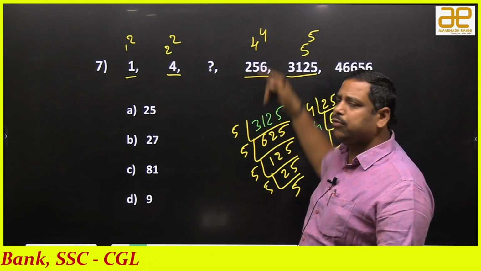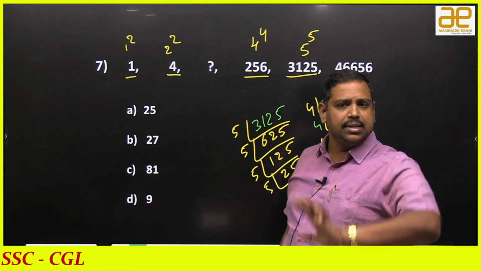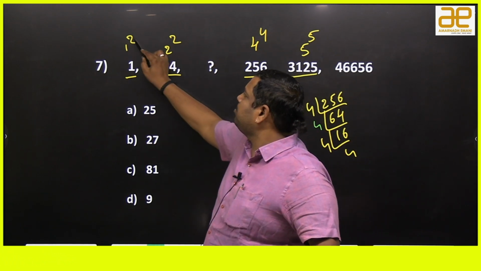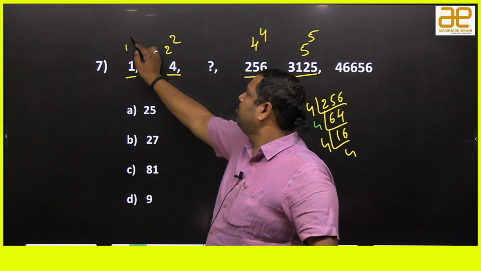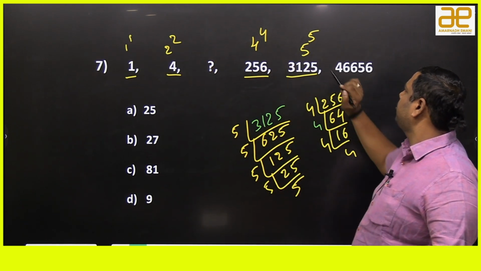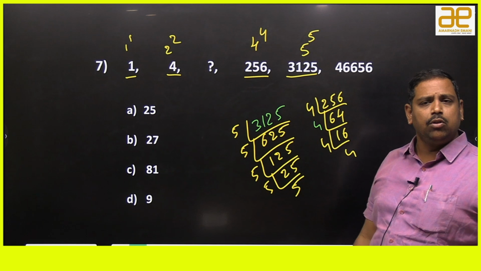5 power 5, 4 power 4. Means base and powers are the same. It is 2 power 2 supporting. That one I will change to 1 power 1. Do you have any objection? 1 power 1 is also 1 only, right? So 1 power 1, 2 power 2, 4 power 4, 5 power 5 means this might be 6 power 6. You have to cross check.